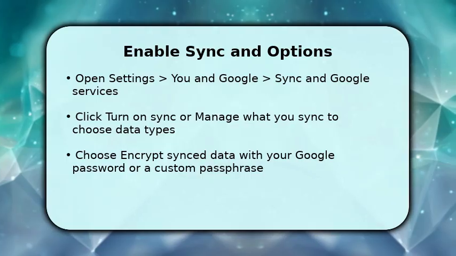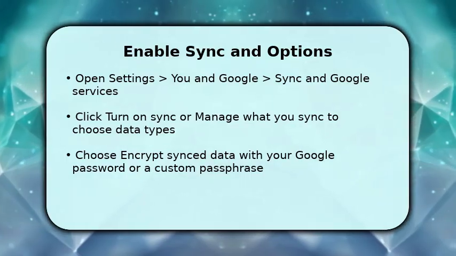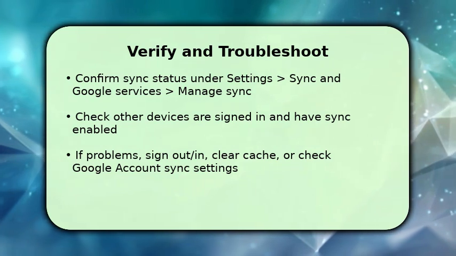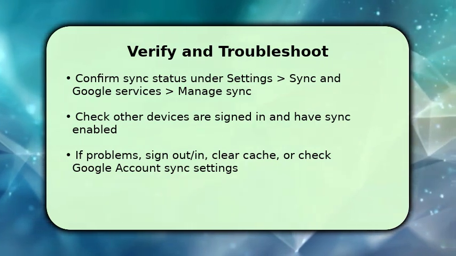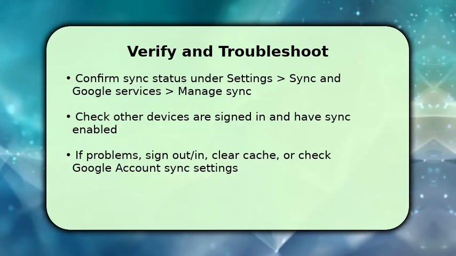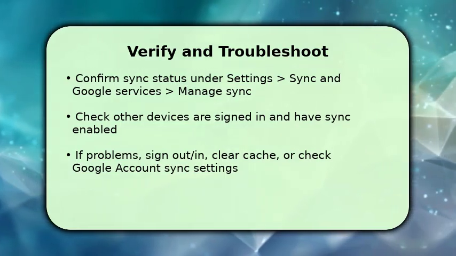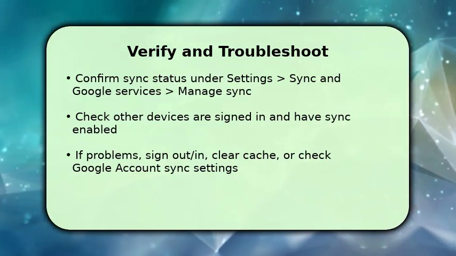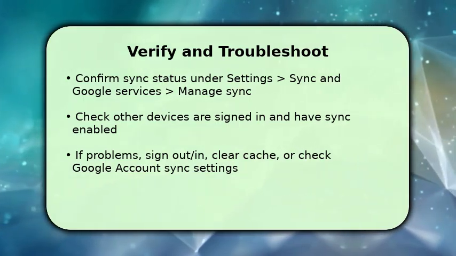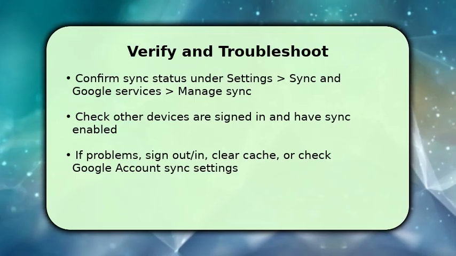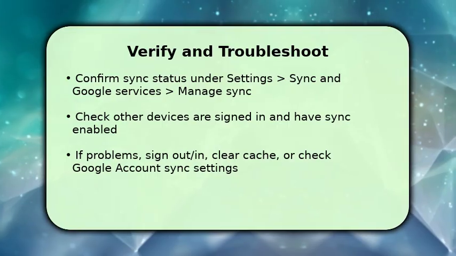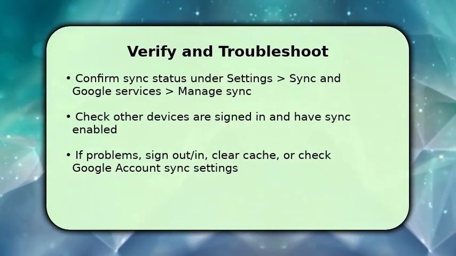Finish by verifying sync is active. Return to sync settings and confirm the status and which data types are syncing. Make sure your other devices are signed into the same Google account and have Chrome Sync enabled so bookmarks and passwords appear consistently. If something doesn't sync, try signing out and back in, clearing cache, or re-enabling individual data types. One key troubleshooting tip: check chrome://sync-internals for errors and ensure no account level.